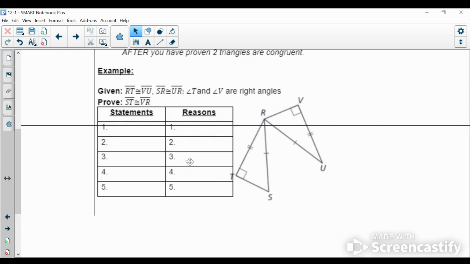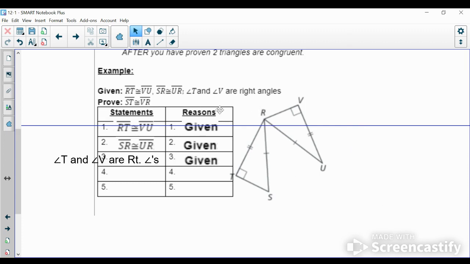Okay, so statement 1 comes straight from the given. RT congruent to VU. It's right there. So our reason is given. Statement 2, again, is from the given. SR congruent to UR, our reason is given. In statement 3, still from the given, we have angle T and angle V are right angles, and our reason is given.